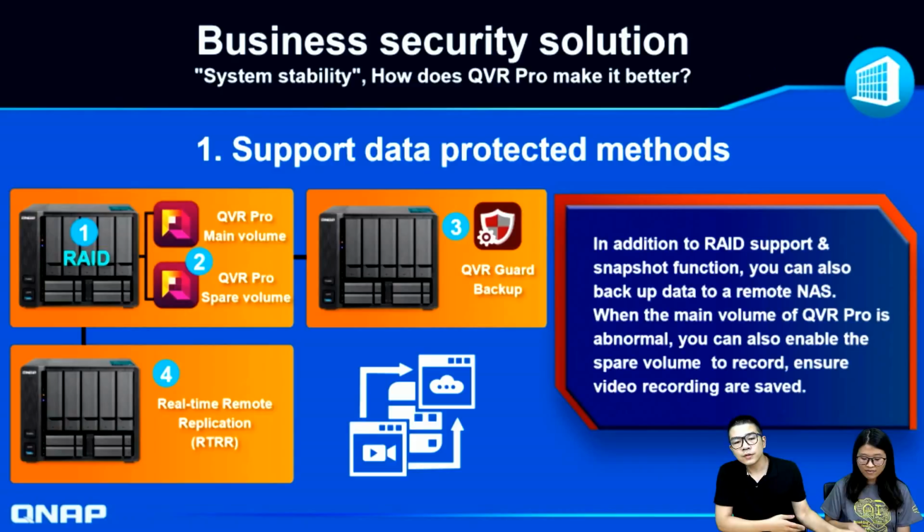And here are several other new solutions from our QVR Pro. Data protection is pretty important for surveillance. Since it's a NAS, we have RAID, which will help you back up the data. Second, QVR Pro supports a spare volume. The spare volume starts to work when the main volume stops working, and it will start automatically. You can automatically record video to the spare volume. If the whole NAS doesn't work, we have QVR Guard. QVR Guard will take over the recording task and not let the recording stop. And also we have RTRR, which is real-time remote replication.